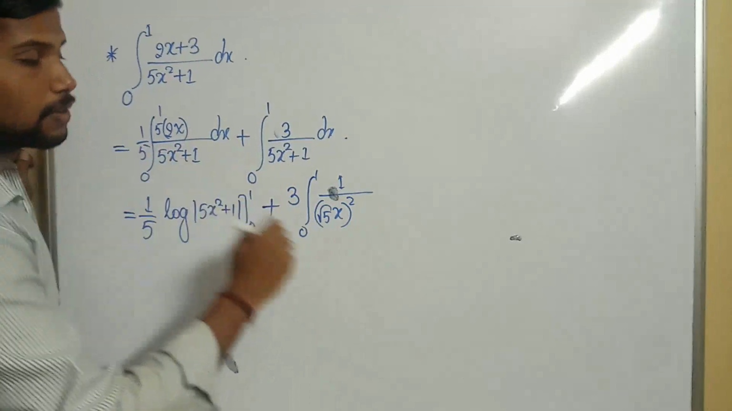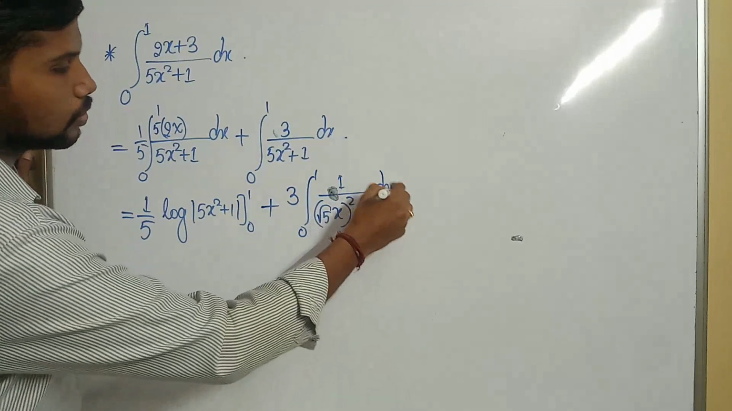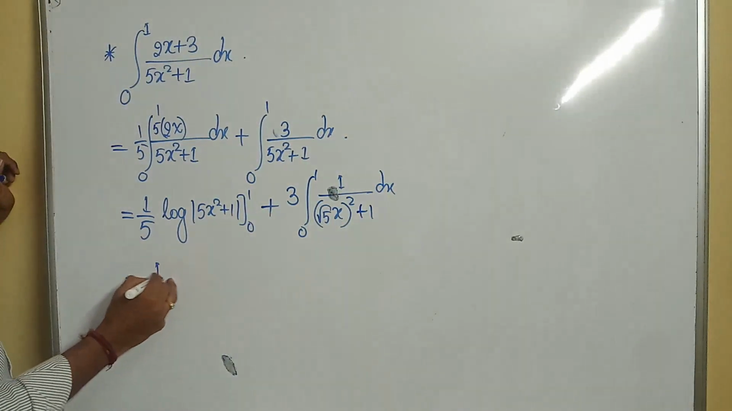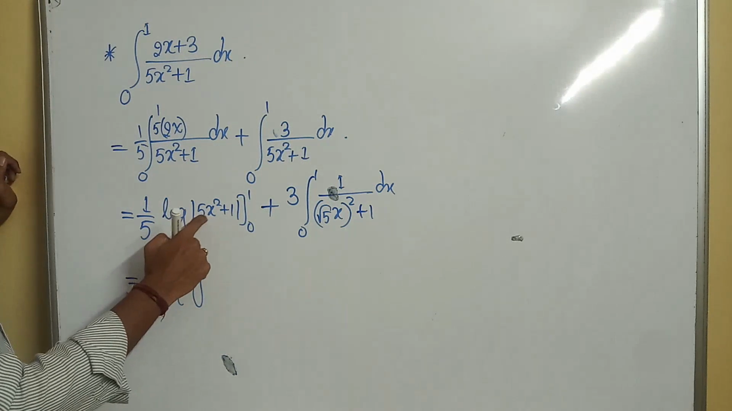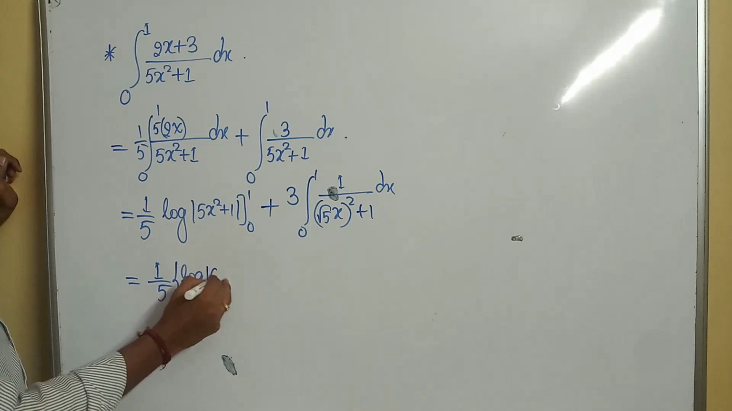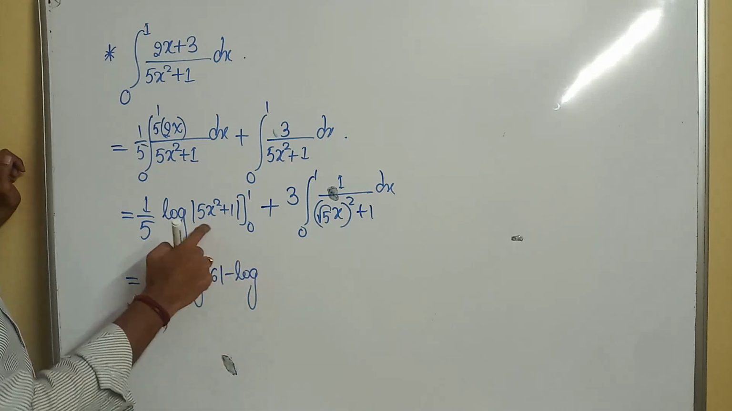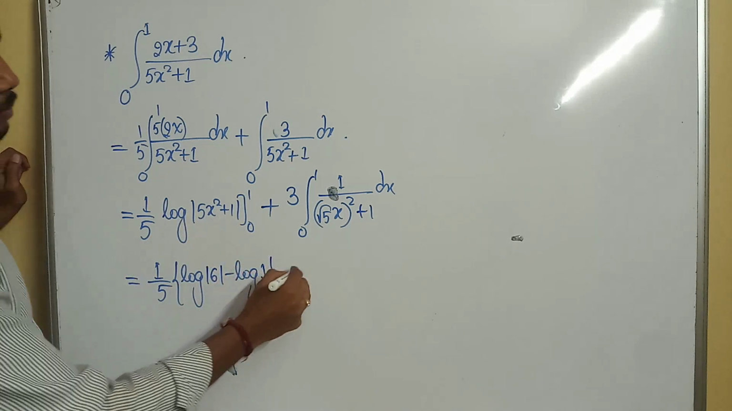We can write this as the integral of 5x square plus 1 dx. Now it will be 1 divided by 5. Substitute the upper limit value here: log of 5 into 1, 5 plus 1, it will be 6, minus log of 0 plus 1, which will be log 1.